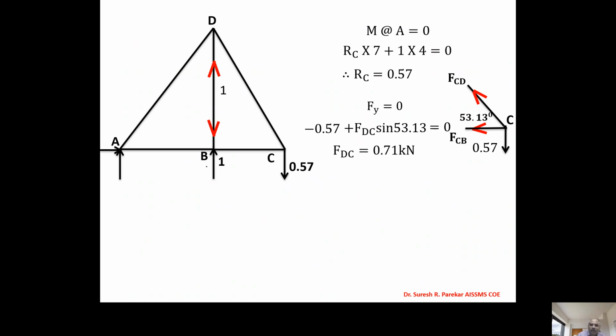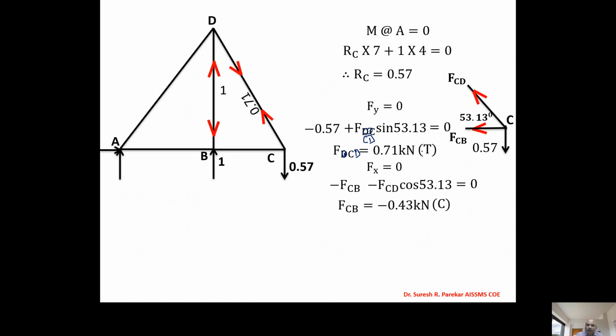DC or CD we have the same, but if we consider joint C, then we have to consider it as CD preferably. So it shows which joint you have considered. So 0.71 kilonewton, and that value we have is plus. Then we have summation Fx = 0. So from summation Fx = 0, minus FCB minus FCD cos 53.13 equal to 0, and we will get it as minus 0.43 kilonewton. So now we will have these values.